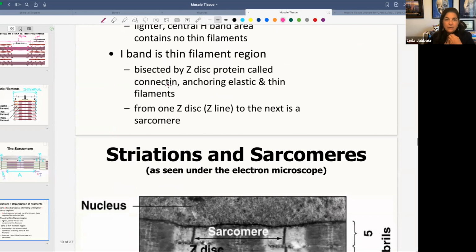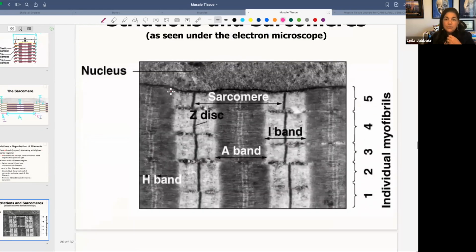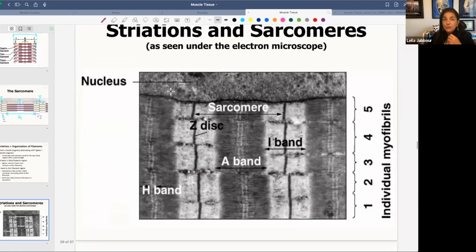All right, so I said all this already verbally. This is an actual electron microscope image. You would not be able to see this with a regular light microscope. Here you see the nucleus of the cell. We are really, really close, so close you're almost inside the nucleus.